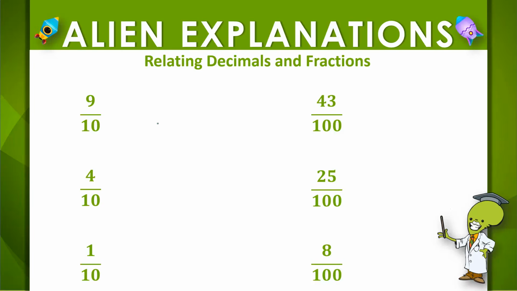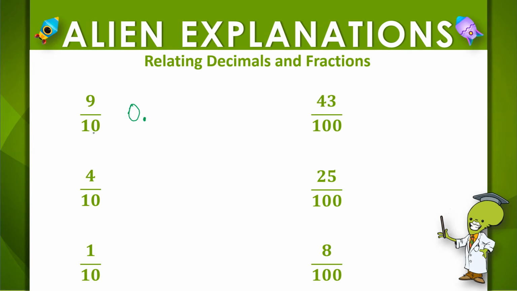Decimals and fractions are both ways to represent numbers that are less than one whole. And to relate those two together, all we have to do is say them out loud and know our place value spots. So we know that each of these numbers is less than one whole, so I'm going to represent my ones as zeros. And I'm going to use my decimal point to separate the whole numbers and the decimal numbers.